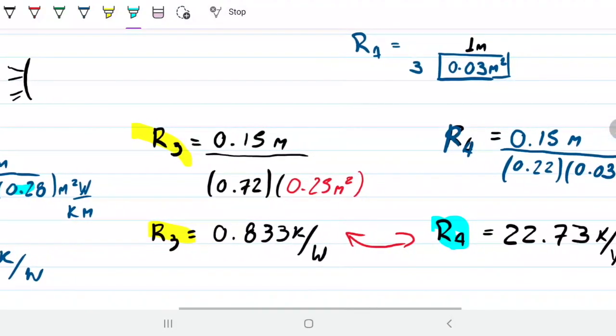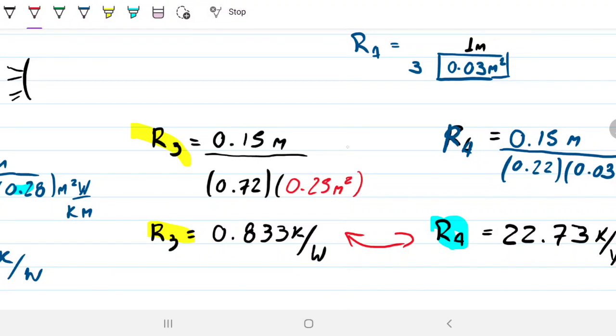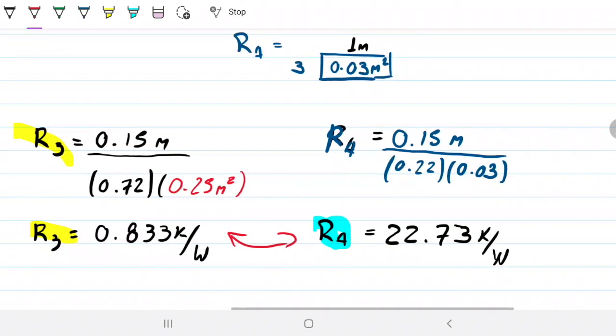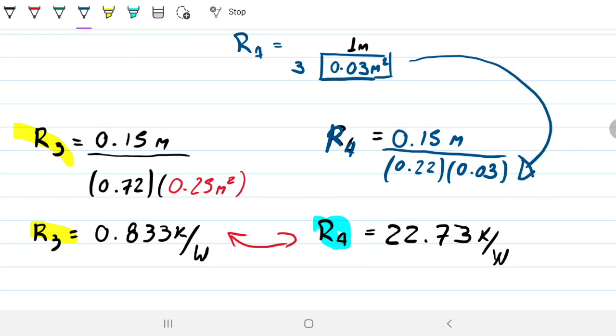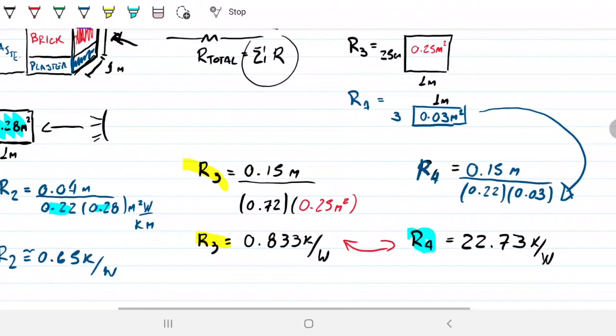Then we get to the brick, and we need to recall that the area on the brick is the 0.25 instead of the 0.28, right? So the brick has 15 centimeters in thickness, 0.72 K. And the plaster that is underneath the brick will have an even smaller area, this area over here, 0.03 meters squared. It has the same thickness as the brick, and it has the same K as the plaster, R2.